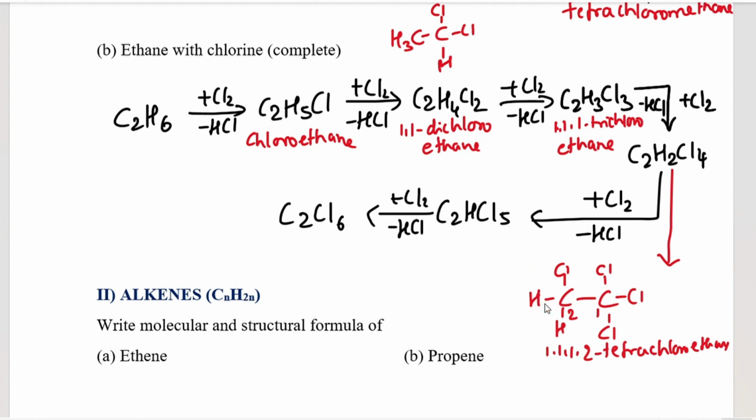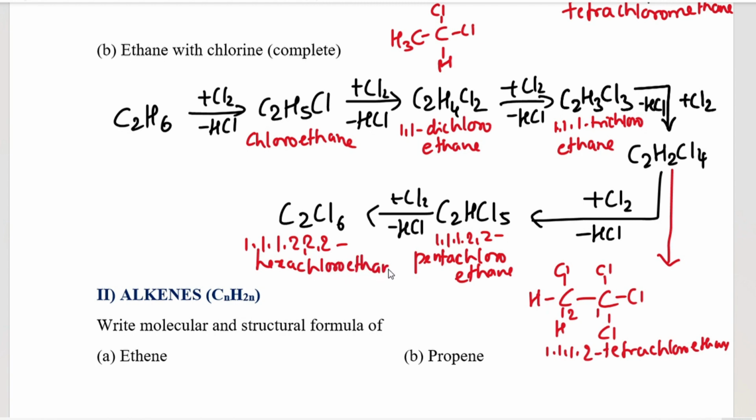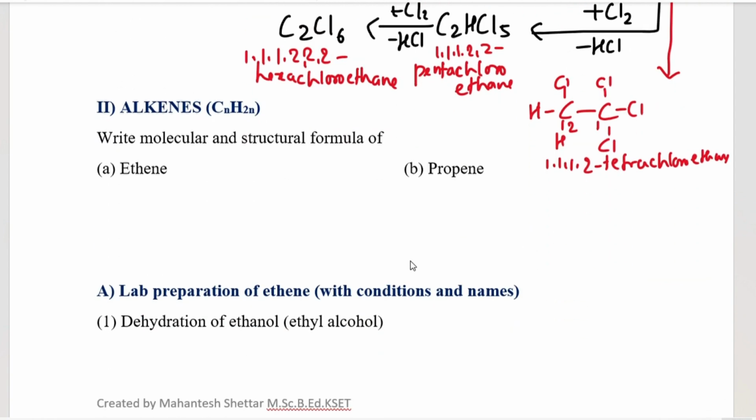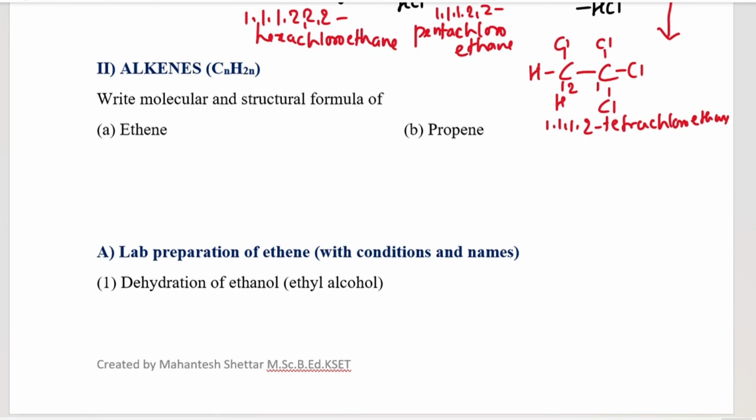So similarly, you can try for this. One more hydrogen is replaced by chlorine. So it will be 1,1,1,2,2. How many chlorine? 5. So pentachloroethane. Last one you can predict, 1,1,1,2,2,2-hexachloroethane. These are all IUPAC names. IUPAC names are also important.